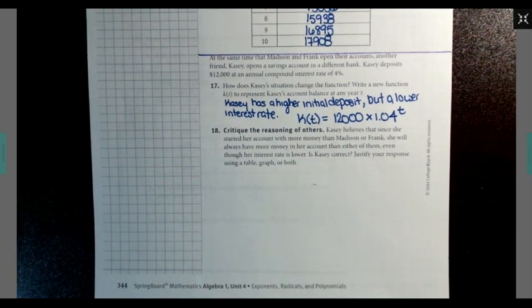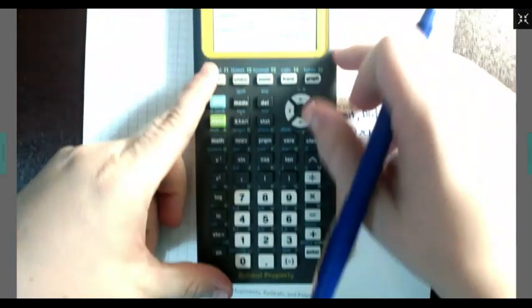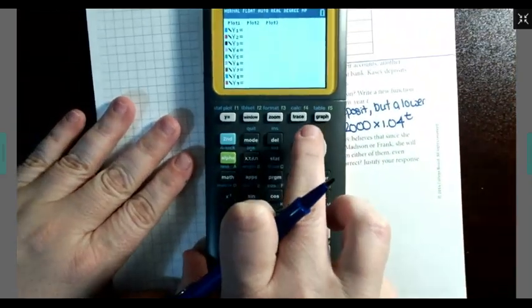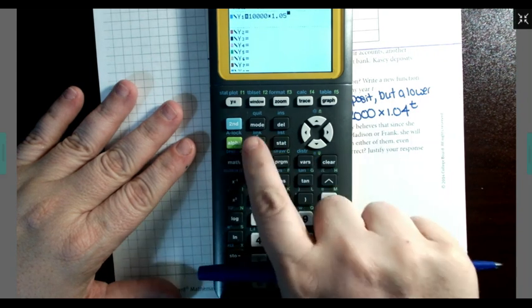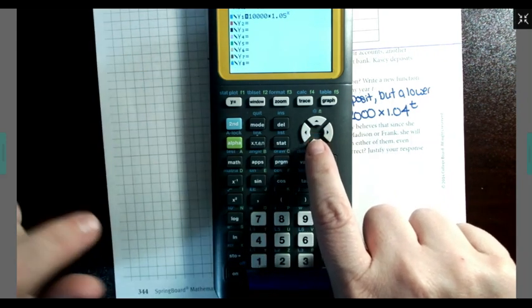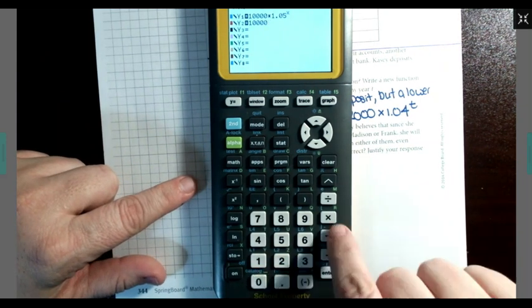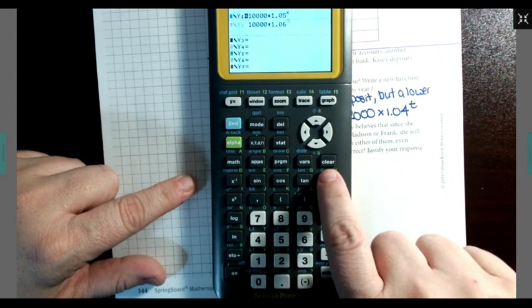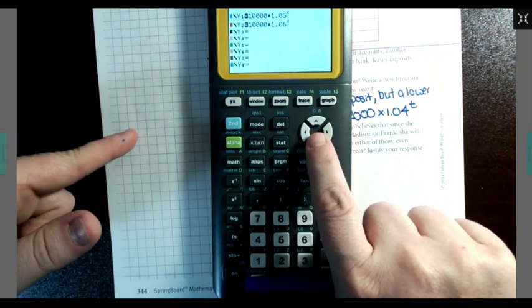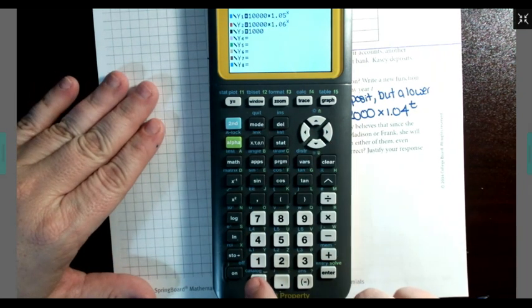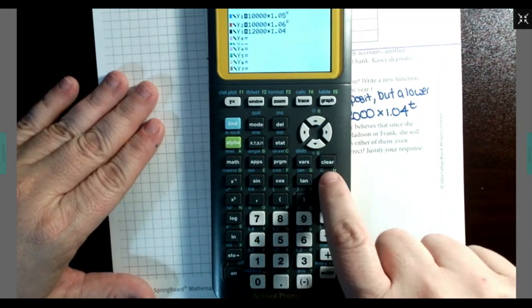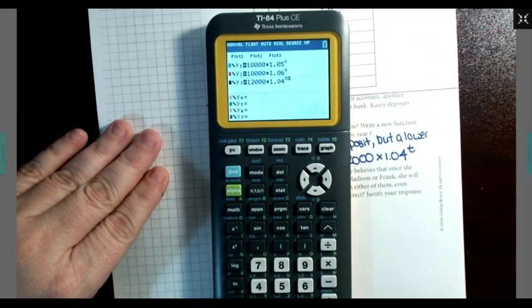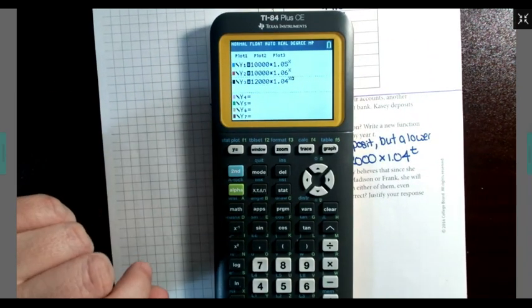I'm actually going to look at the graph of these three, and I'm going to put it on my calculator. We have 10,000 times 1.05 to the x power. That's going to represent Madison, right? Then we have 10,000 times 1.06 to the x power. That represents Frank. And then the last one is 12,000 times 1.04 to the x power. And this is going to represent Casey on the bottom here.